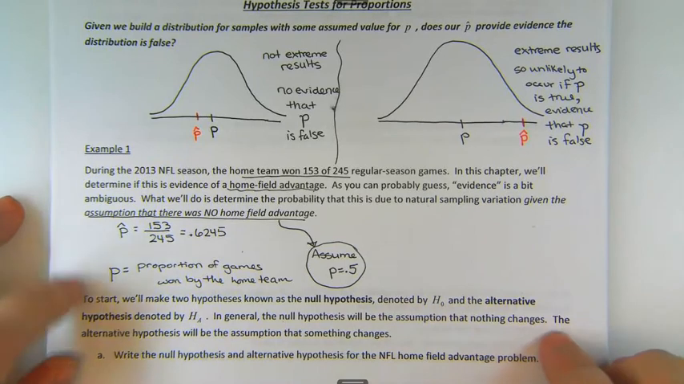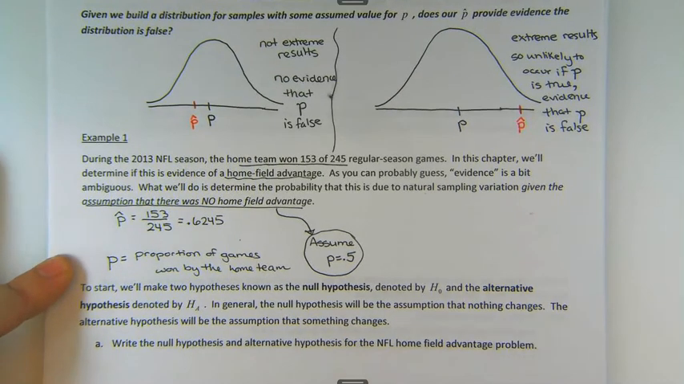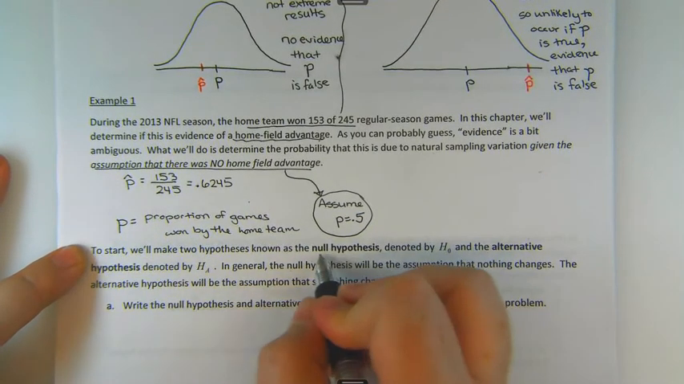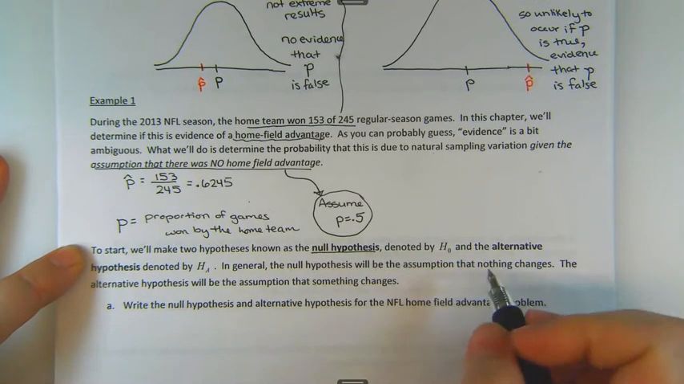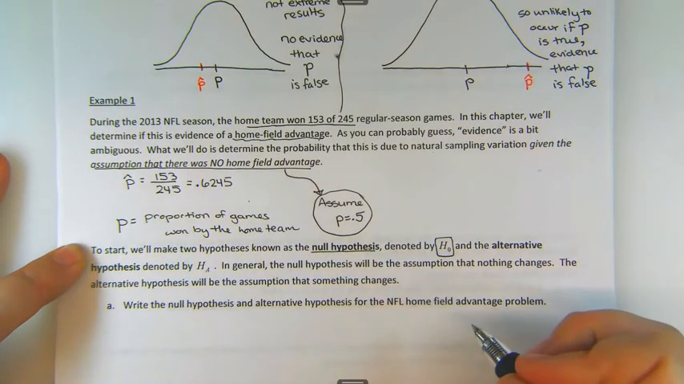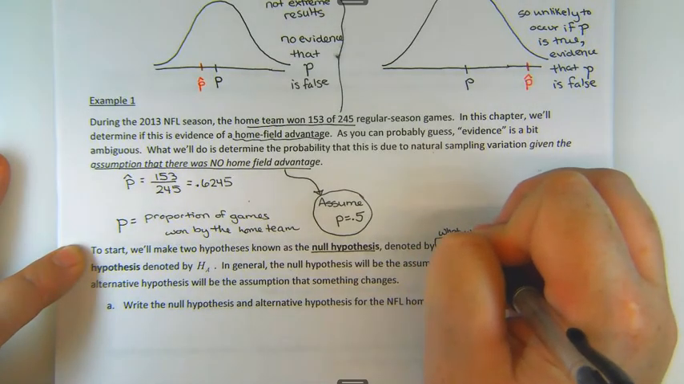So this first step that we're going to have in these hypothesis tests is to set up these hypotheses. In the hypotheses, we want to describe our assumption and what we want to prove. Describing our assumption, that's going to be our null hypothesis. And we denote that with this capital H with a subscript of 0. And this is what we assume is true.